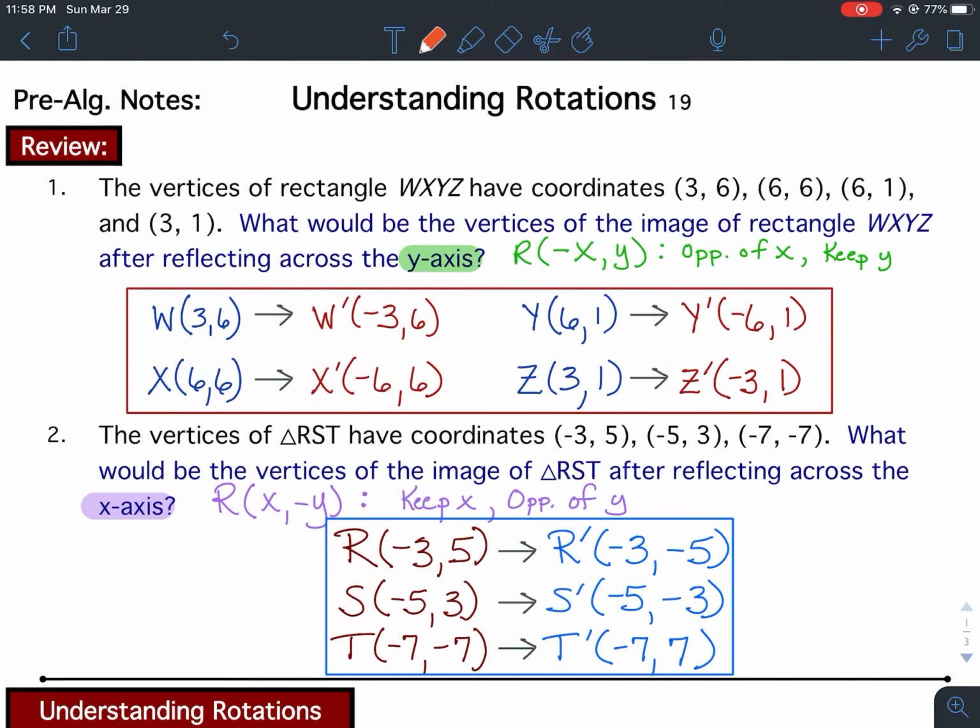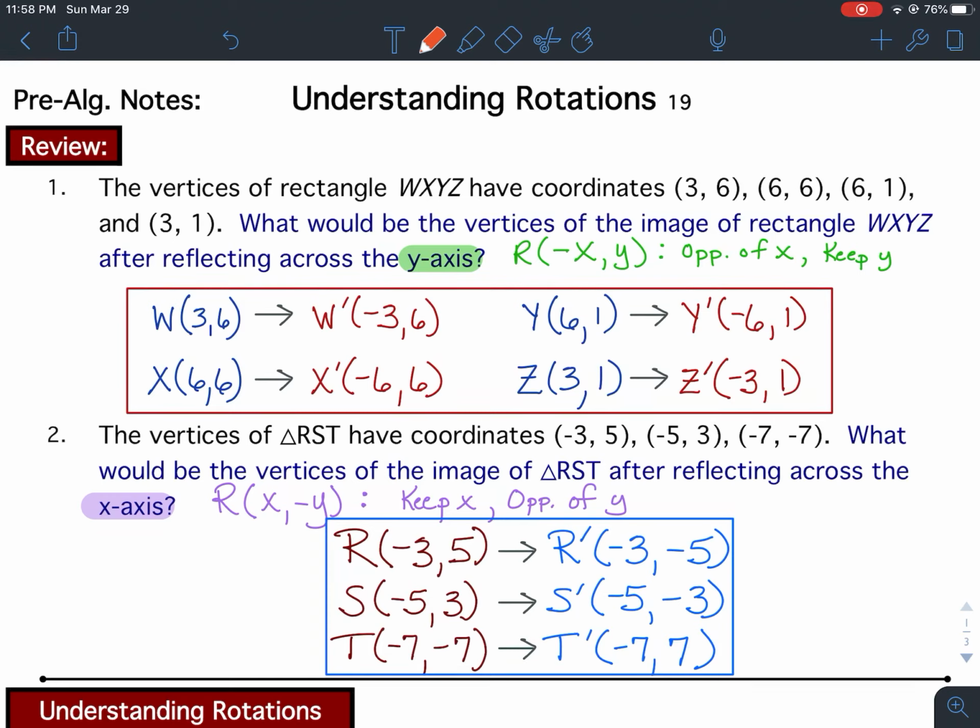Understanding Rotations, Lesson 19 notes. You should have already completed the review. So right now, I just want you to take a moment. You can pause the video after I talk here and check your answers. But for number one, you were to take rectangle WXYZ and reflect it over the y-axis. Reflecting it over the y-axis means that y stays the same, and you take the opposite of x. So go ahead and double check your answers to that problem.